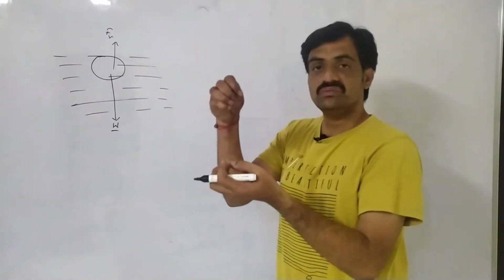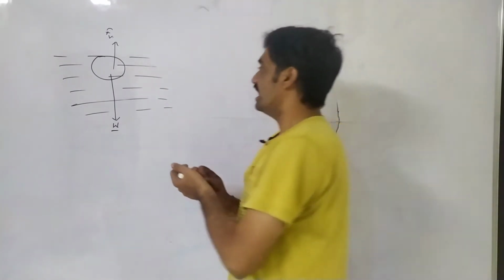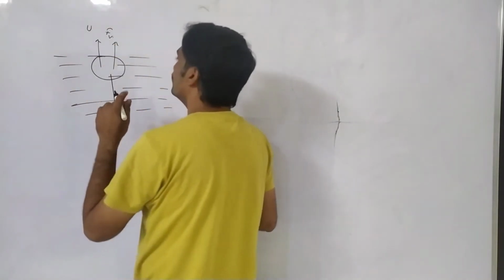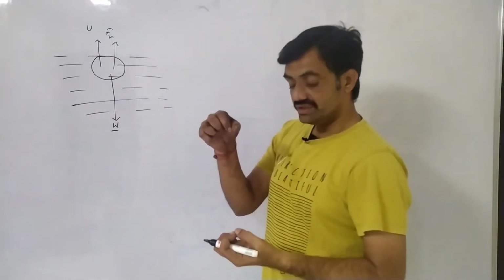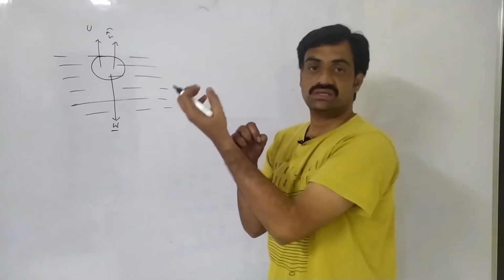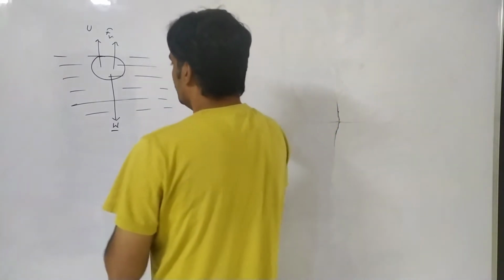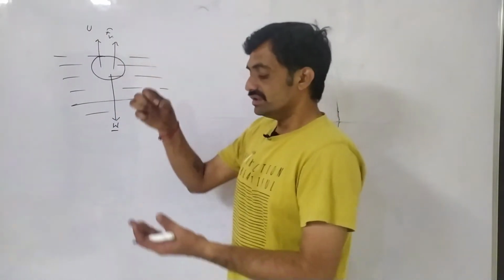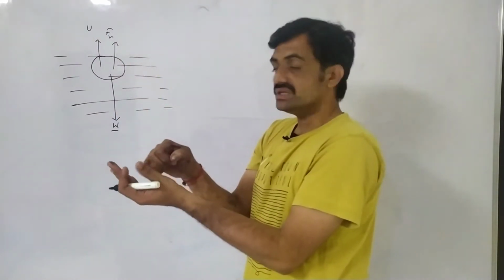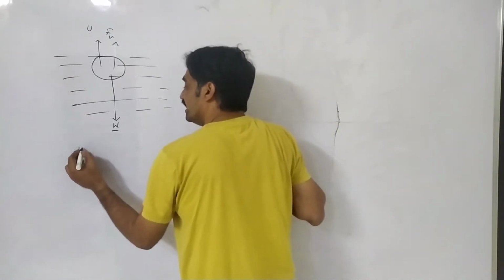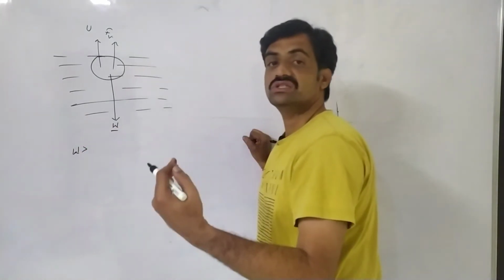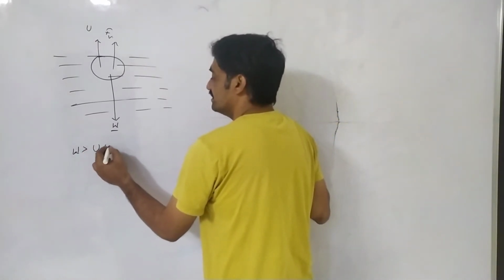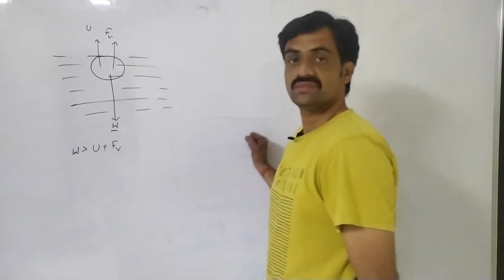This means the body will be slowed down due to the fluid, and the upthrust will also be acting on the body, so that the fluid pushes the body in the upward direction. When the weight of the body is greater than these two forces, the body will be accelerated in the downward direction and the net force will not be equal to 0. Then we can represent that weight is greater than upthrust plus viscous force.